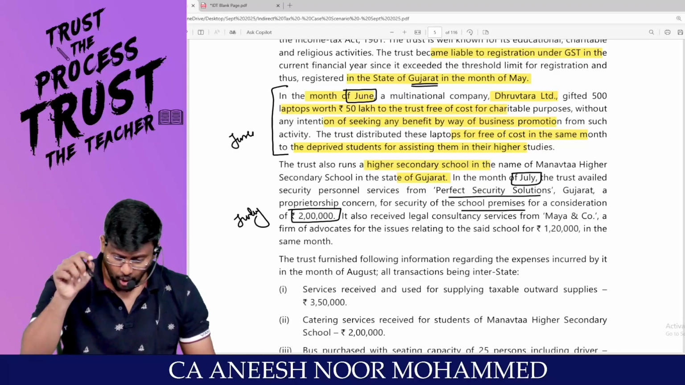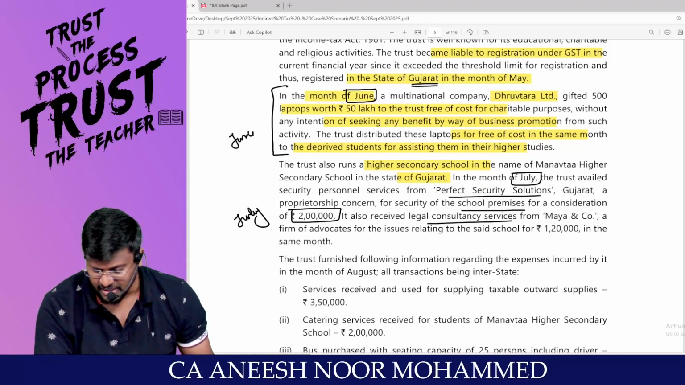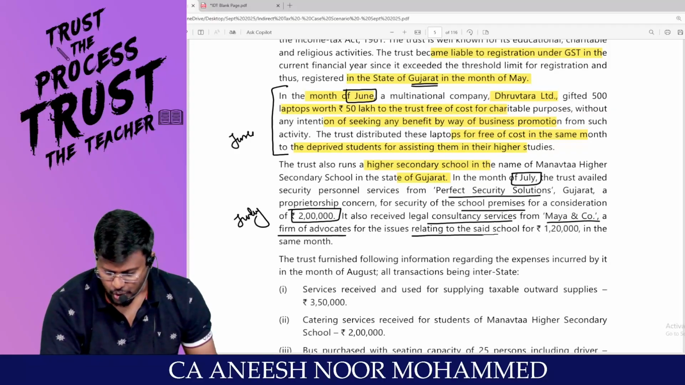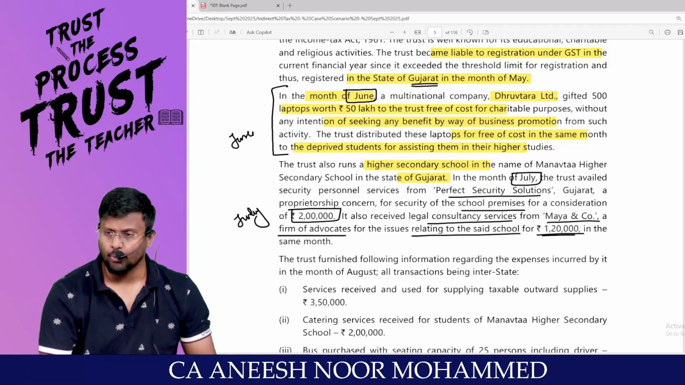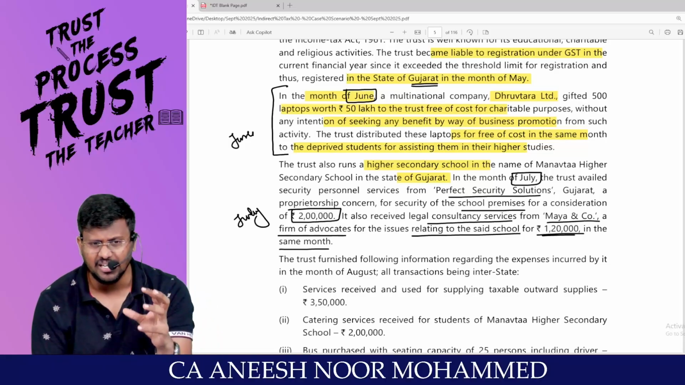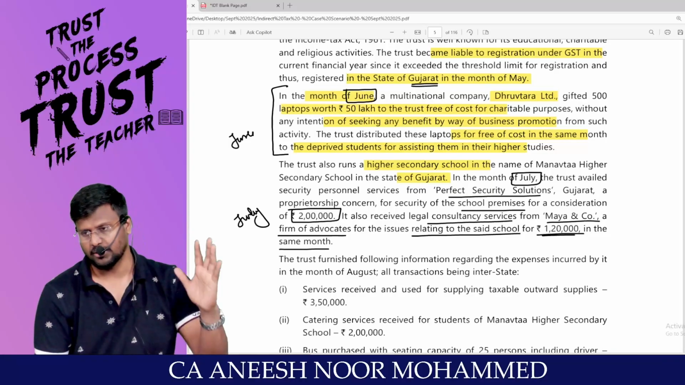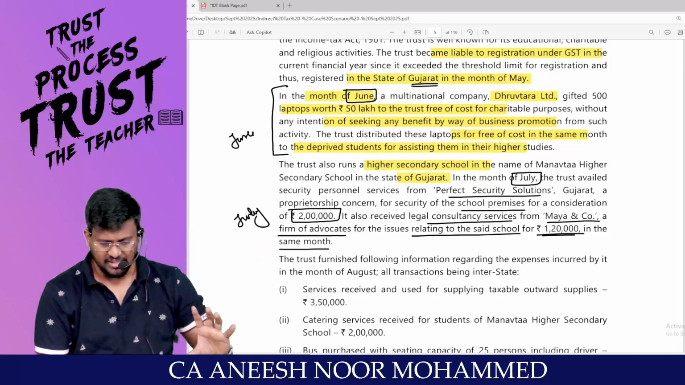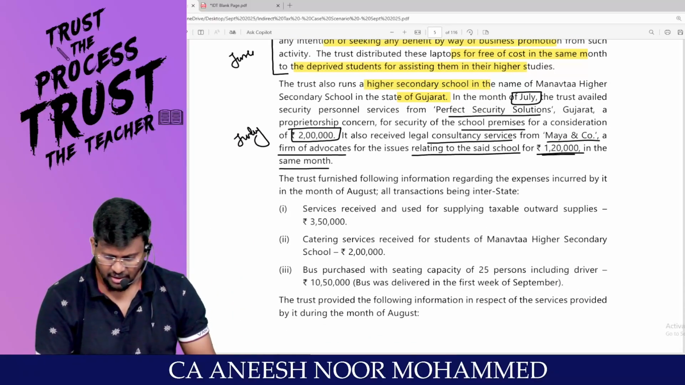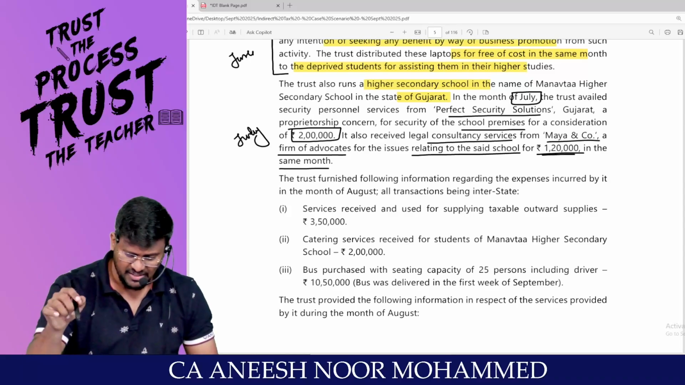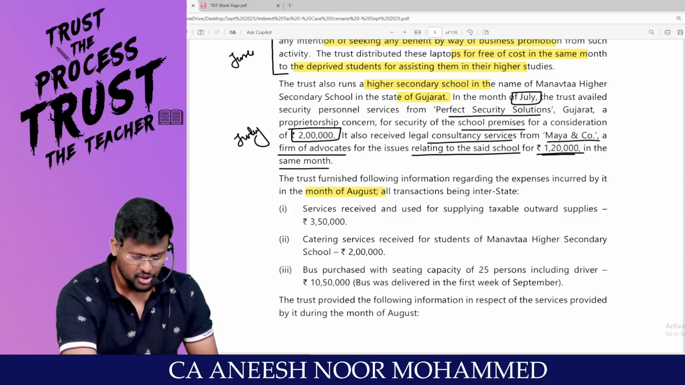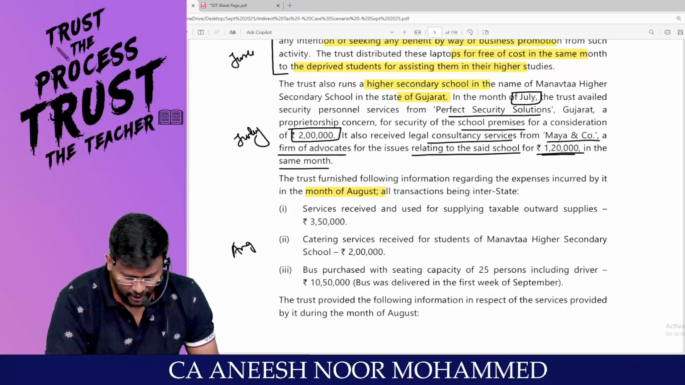It also received legal consultancy services from Maya & Co., a firm of advocates, for the issue relating to the said school for rupees 1,20,000 in the same month. In the same month means all these details relate to the July month. So first para, June month. Second para, okay. The trust furnished the following information regarding the expense incurred by it in the month of August. The next story is regarding August.